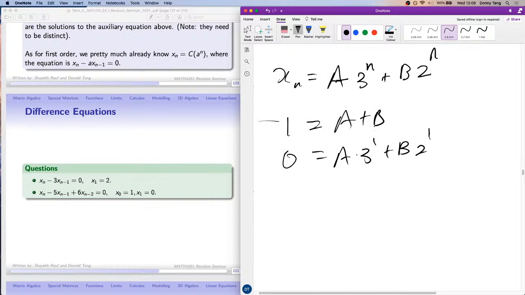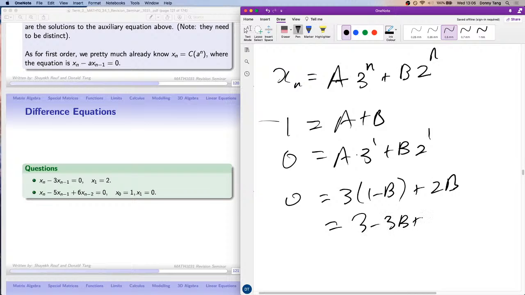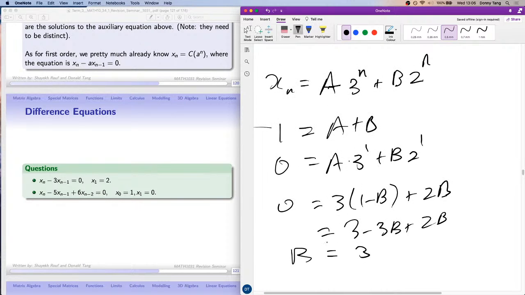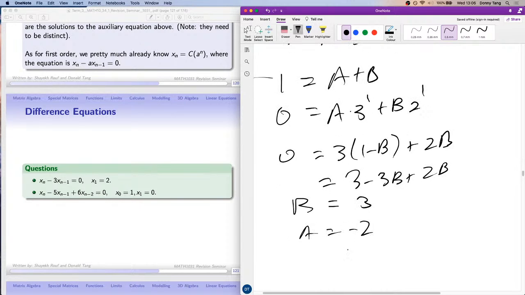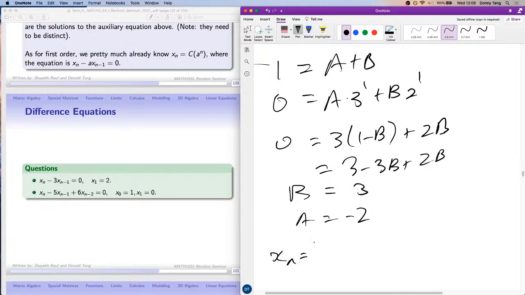So for example, a equals 1 minus b, so 0 equals 3(1 minus b) plus 2b. And solving, we're going to get 3 minus 3b plus 2b, and therefore b is going to equal 3, I believe. Let's see. Yeah, it's equal to 3. And subbing it back in, a is going to be negative 2. So we're going to have our final equation as xn equals negative 2 times 3 to the power of n plus 3 times 2 to the power of n.